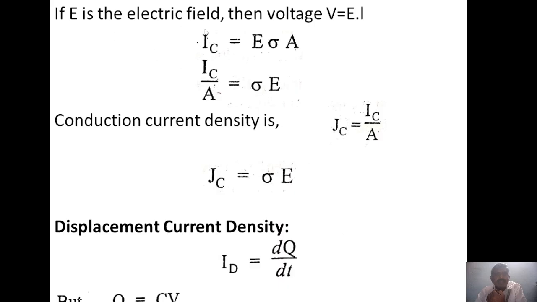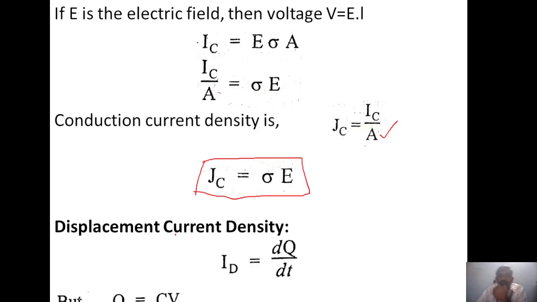Suppose E is the electric field, then the voltage V is equal to E into L. Here I is defined for the conduction current. So Ic is equal to E into sigma A. Therefore Ic by A is equal to sigma into E. The conduction current density J is the current per unit area, so we can write Jc is equal to Ic divided by A. So Jc is equal to sigma into E.